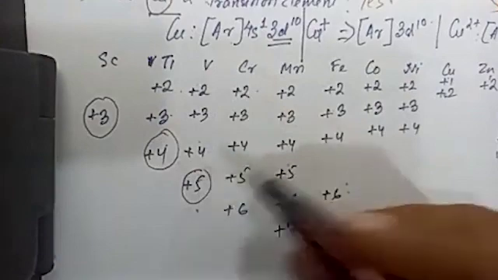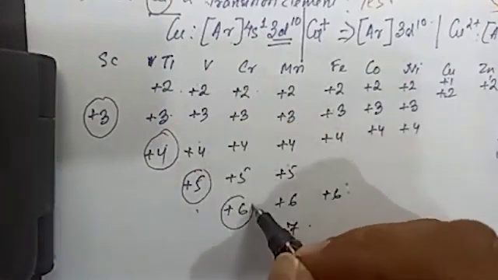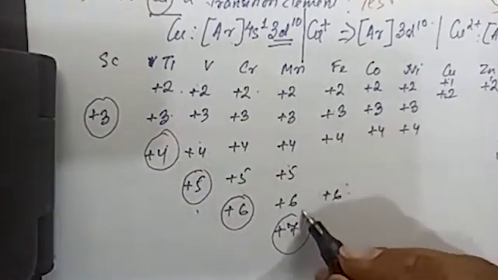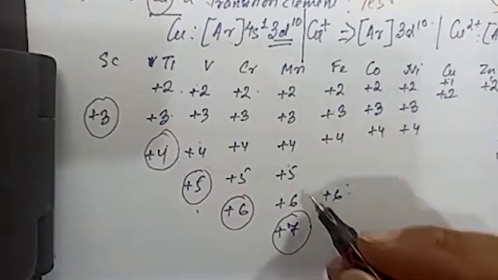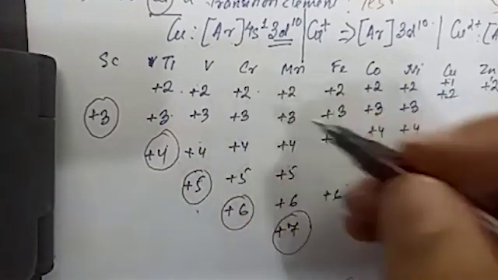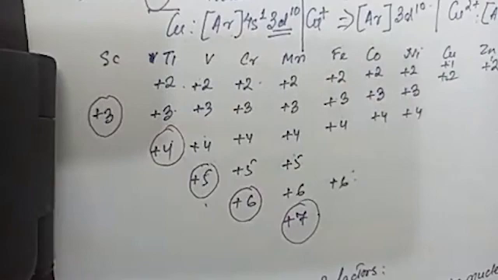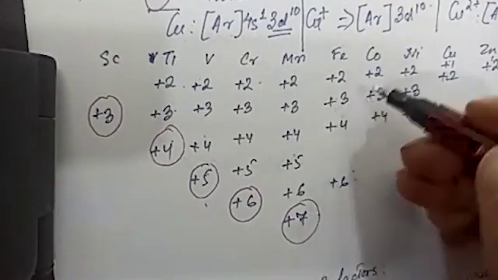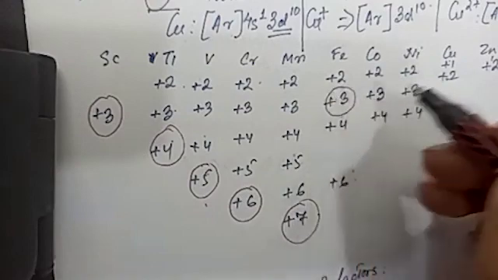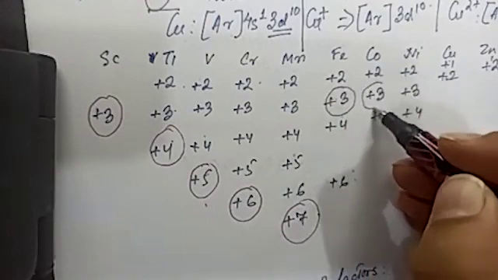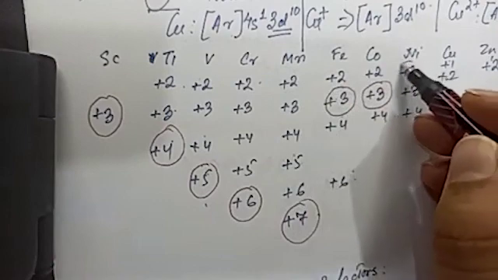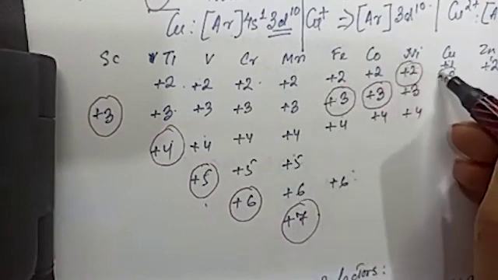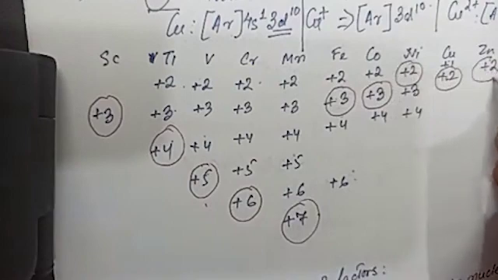For vanadium, +5 is very stable. Chromium +6 is very stable. Manganese +7 is very stable. Other than this, there are other oxidation states also, which we'll discuss. Then for iron, +3 is very stable. Cobalt, +3 is very stable. Nickel, +2 is very stable. Copper, +2 is very stable. And zinc, +2 is very stable.